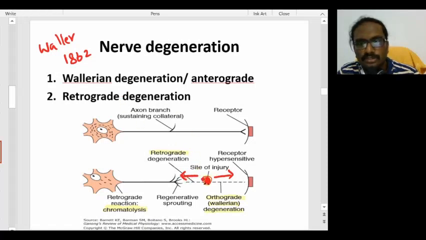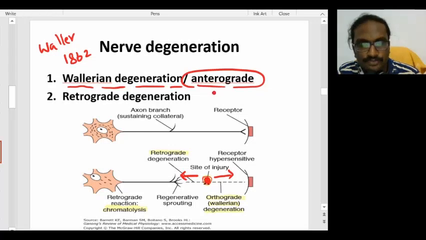What he was interested in understanding was what are the changes that occur from the site of injury towards the axon terminal, and he described all the changes which are occurring. So he pinpointed all the changes, and that is why those changes came to be known as Wallerian degeneration. That's all. Put very simply, all those anterograde, degenerative changes are what we call Wallerian degeneration. It is named after Waller, who found out all these changes in 1862.